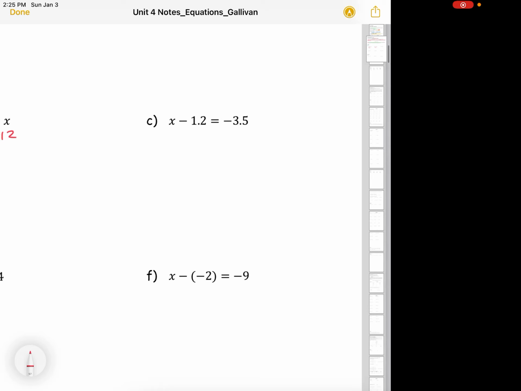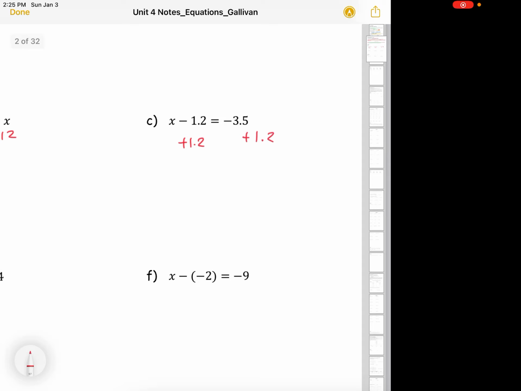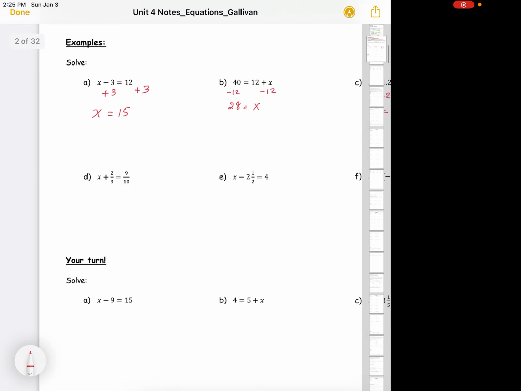Okay, here we have x minus 1.2 equals negative 3.5. So the opposite of minus 1.2 is plus 1.2. And you'll notice I am doing this to both sides, right? Remember I talked about with an equation, you have to do it to both sides or else it is not equivalent. So remember your integer rules. So we have negative 3.5 plus 1.2, and I get negative 2.3. Okay, alrighty, let's do some more.